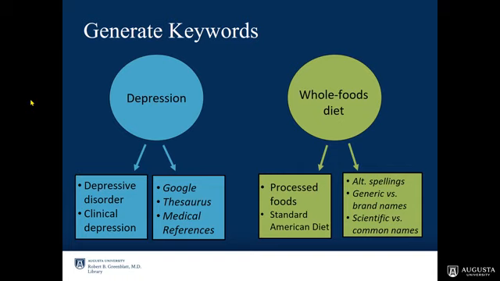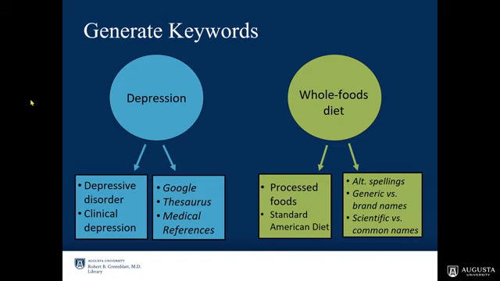We also might consider using Google, a thesaurus, or any of your medical references or even textbooks to come up with a comprehensive set of search terms that will capture the concept of depression. Same thing for the whole foods diet concept. I'm going to start with processed foods, and this might be where I'd throw in the terminology for standard American diet. This will be a trickier one to sort of encompass and to catch all the keywords for how the author might refer to this concept, because it's not, strictly speaking, a well-defined term.